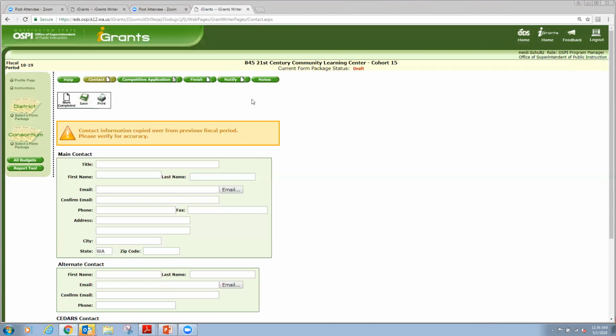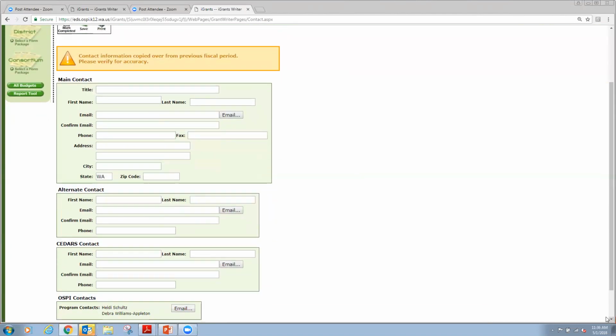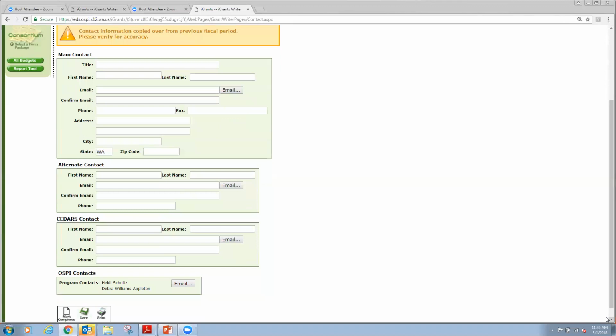And the first page is the contact page. And so you'll want to fill out the main contact, which was said previously, maybe somebody different who's filling out the application, but they're going to be the person that we're going to call if we have questions. And then the alternate contact, that will be your preference. The CEDARS contact, not all of you will have that if you're applying as a CBO or a community-based organization. But if your school district has a CEDARS contact person that they want you to fill in here, that is your choice. And then there's our contact information at the bottom.